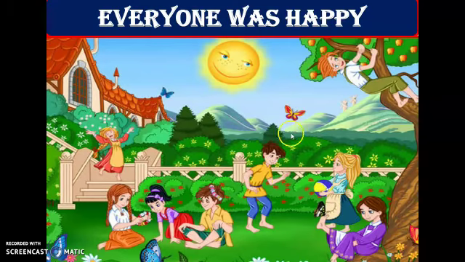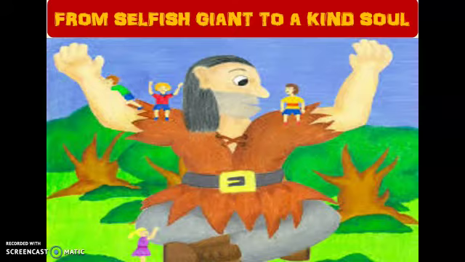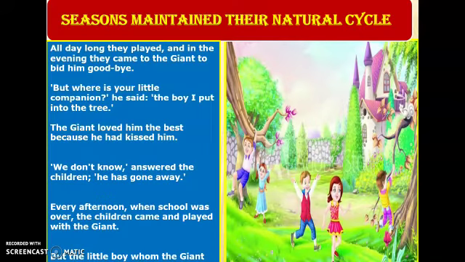So everyone was happy. You can see in this picture how the children are enjoying, they are playing, and they look very happy. And because of this happiness, even the garden is looking so beautiful. From selfish giant, the giant had become a kind giant. And he allowed little children in his garden. He used to sit and see them playing, and he was very happy. Seasons maintained their natural cycle. All day long the children played, and in the evening they came to the giant to bid goodbye. Just see, after playing, they are returning back home, and while returning back home, they used to wish the giant.